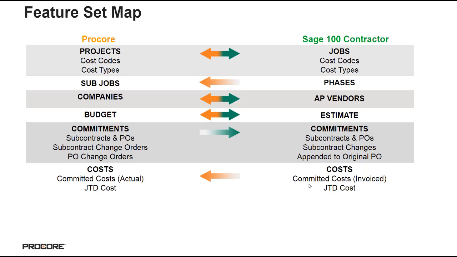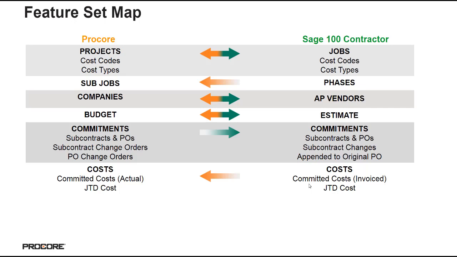For example, projects can be created in Procore and exported to Sage 100. However, projects can also be created in Sage 100 and imported into Procore. This means you can continue to use the workflow that works best for your company. So in other words, if you'd prefer to create your projects in Sage, you can continue to do so and then import the job into Procore when you're ready.